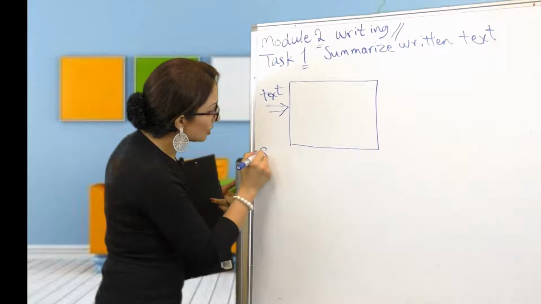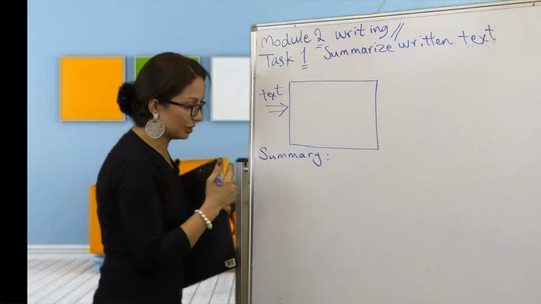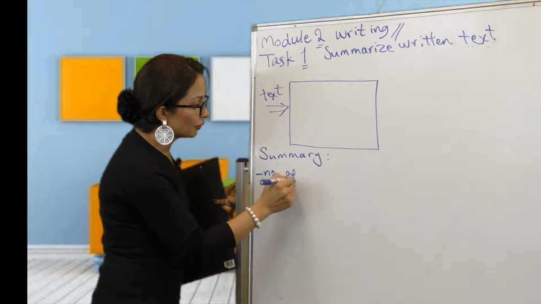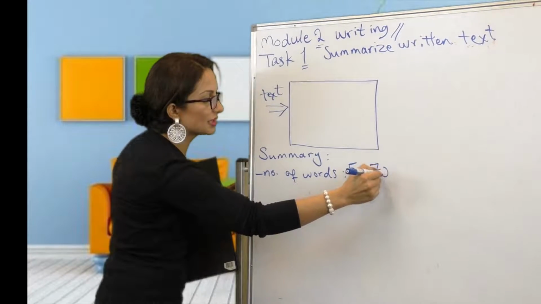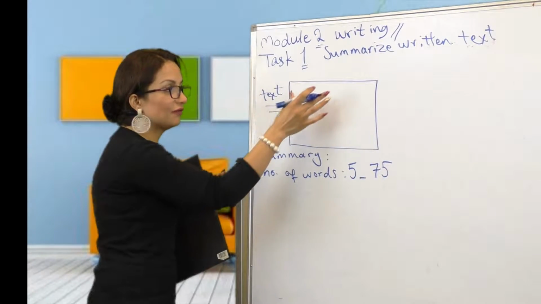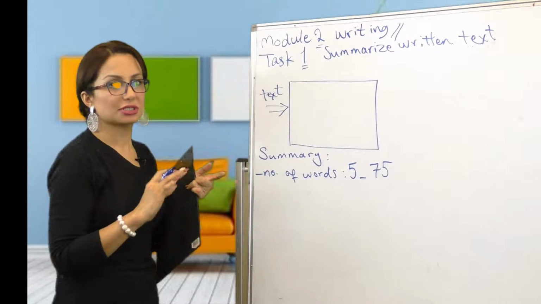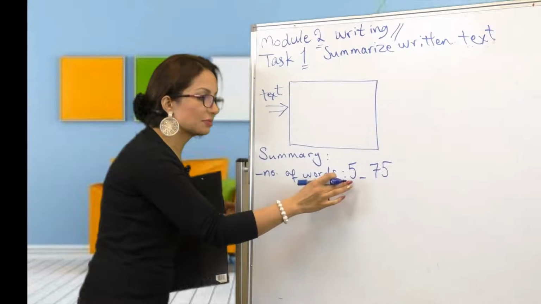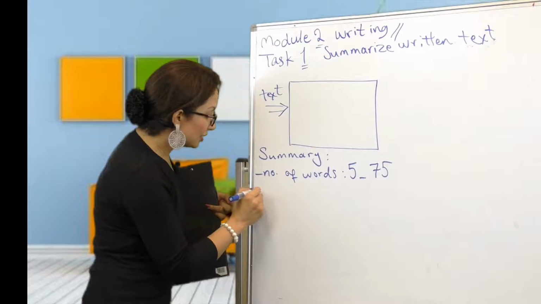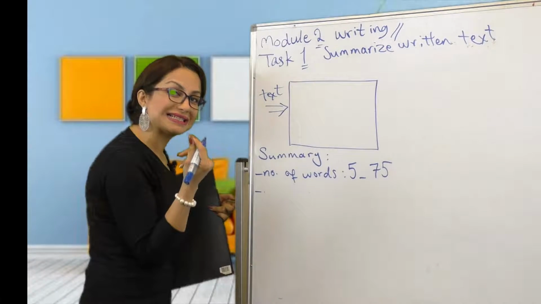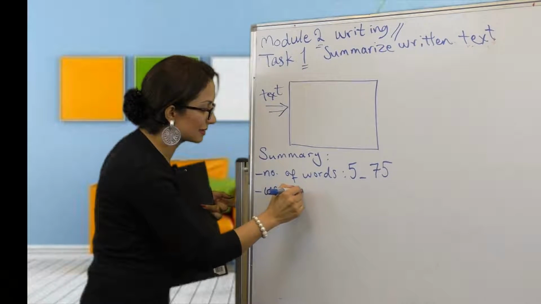The summary that you are writing for the text, first of all, has a word limit. The number of words for each summary is minimum 5, maximum 75 words. Even if your passage is 1 paragraph or 2 paragraphs, the number of paragraphs doesn't matter. Your summary must be minimum 5, maximum 75 words. Okay? And the other important thing is you have a sentence limitation, which means you can use only 1 sentence.